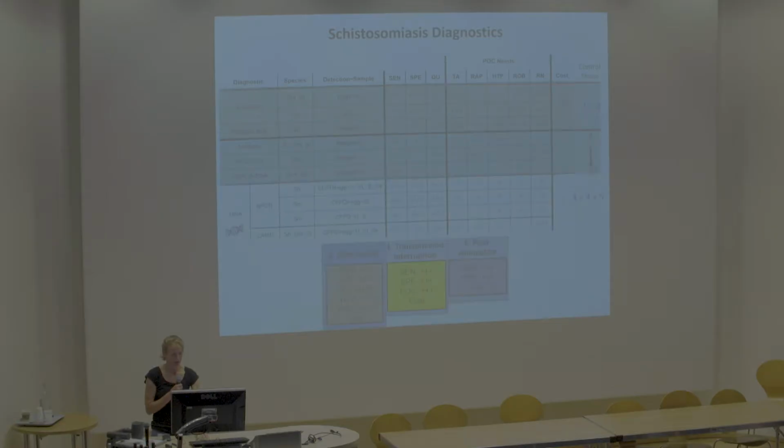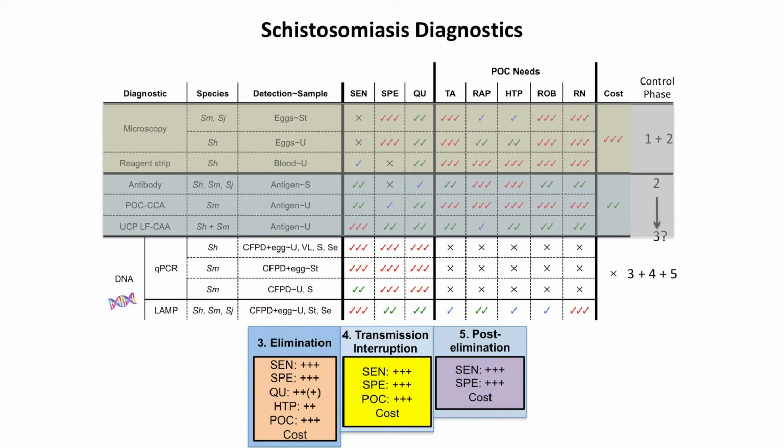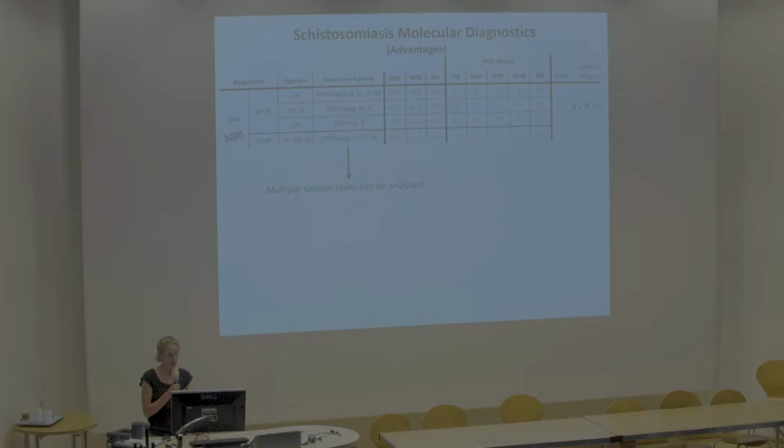But there's still question marks about those tests, about how good they are in the field, how high throughput they are, how robust they are. So just to point out that. But the molecular diagnostics do offer that sensitivity and specificity, especially at those last stages of a control program. We have qPCR and LAMP, which are the ones which are more readily used.